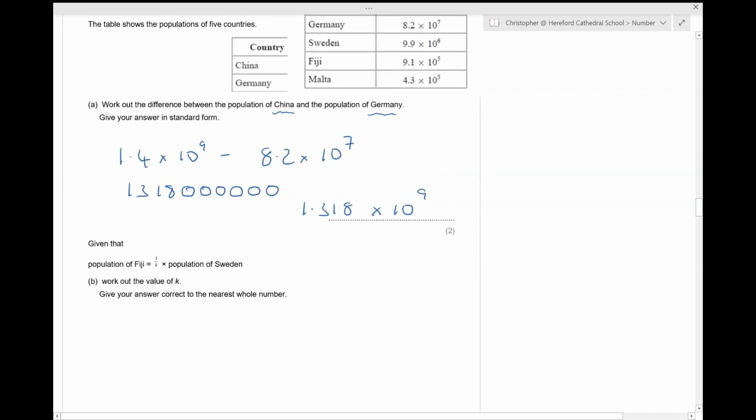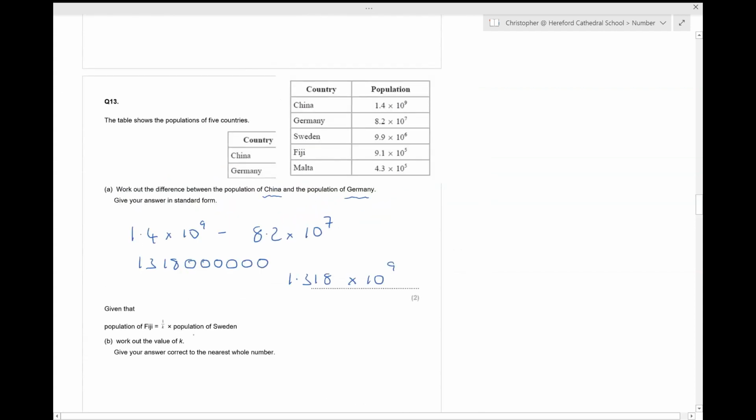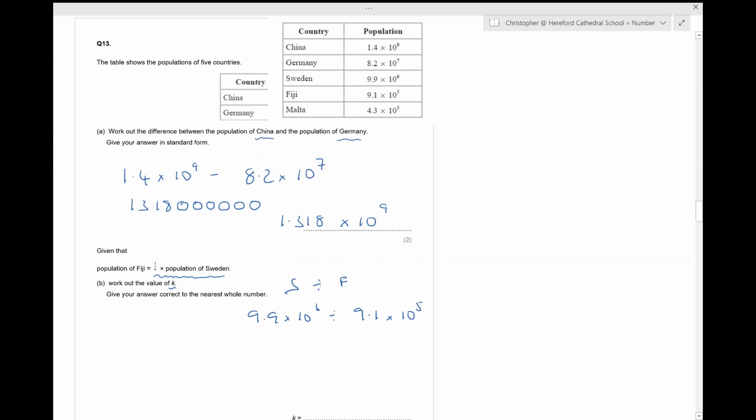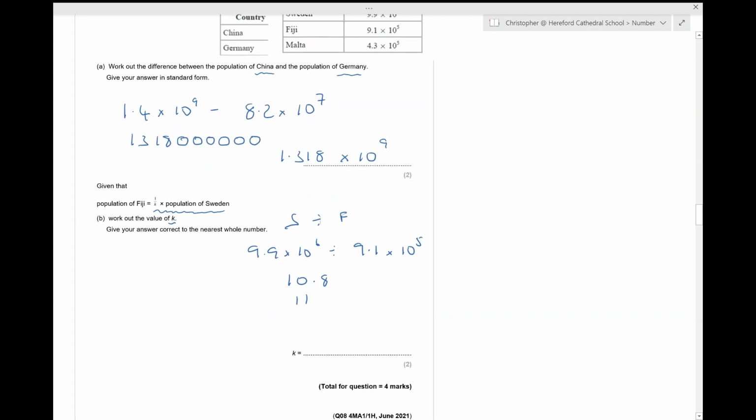Given that the population of Fiji is 1/kth of the population of Sweden, work out the value of k. So what this is asking me is how many times will the population of Fiji divide into the population of Sweden? So I'm going to do Sweden divided by Fiji. So Sweden is 9.9 times 10 to the 6, and I'm going to divide that by 9.1 times 10 to the 5. Now when I do that on my calculator, I see that Fiji divides into Sweden 10.8 times, which to the nearest whole number is 11. So the population of Fiji is 1/11th of the population of Sweden, and k is 11 to the nearest whole number.